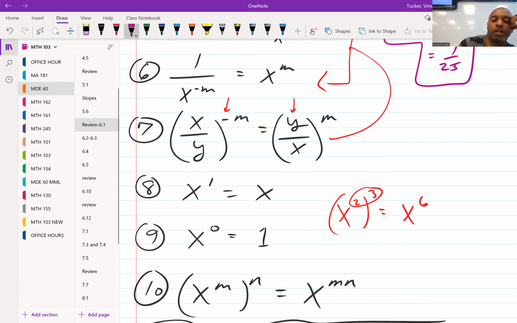And then here, x to the m raised to the nth power, you're raising a power to another power. You're going to multiply those exponents.